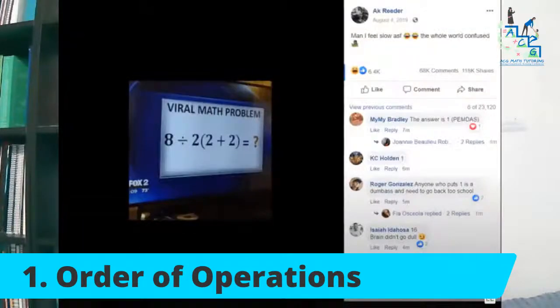This is a snippet of what was being displayed off of Facebook. It made national news. A lot of people were just like, man, I feel slow. The whole world's confused because everybody was trying to figure out what the answer to this was. Was the answer 16 or was it one?